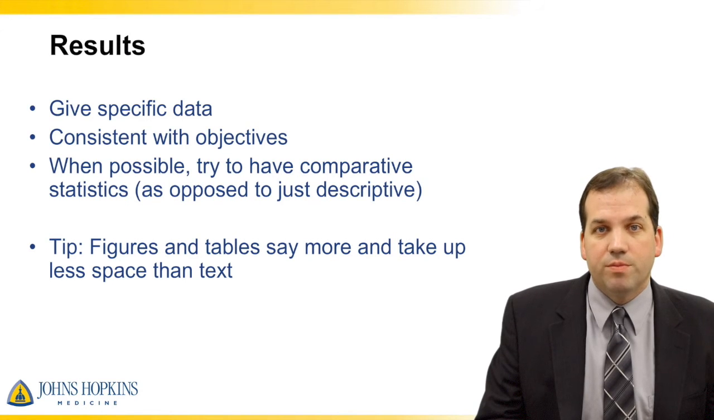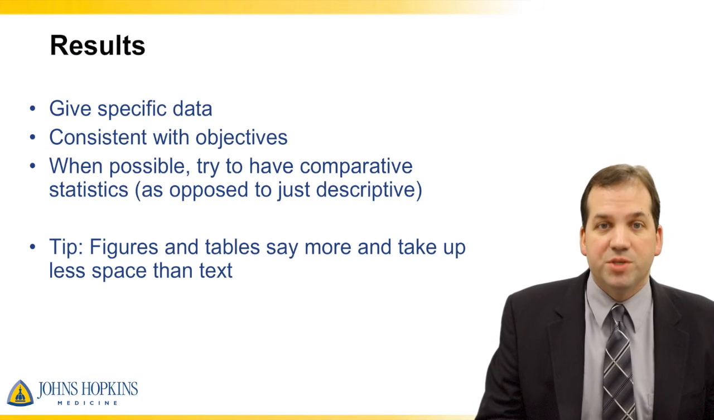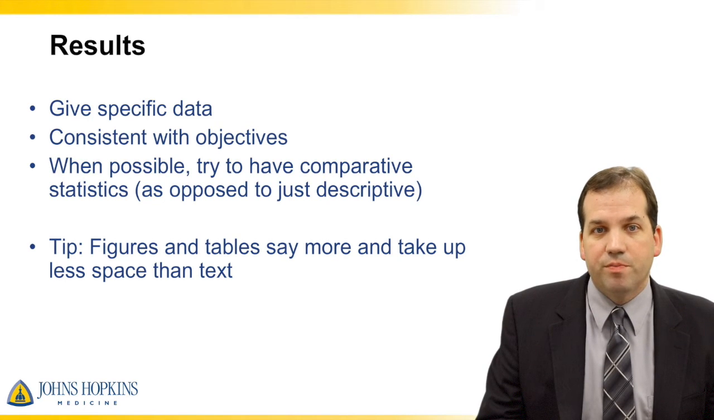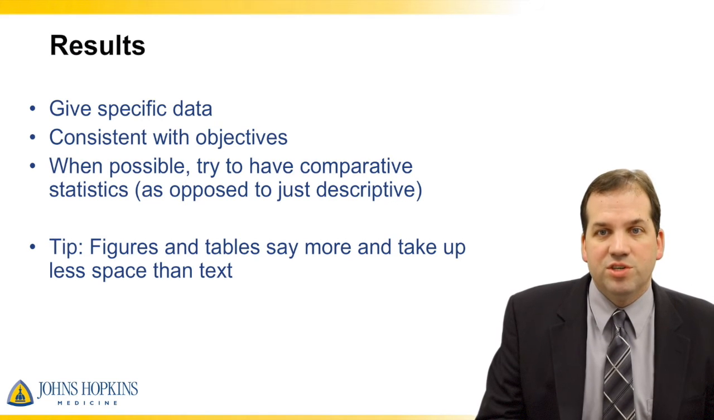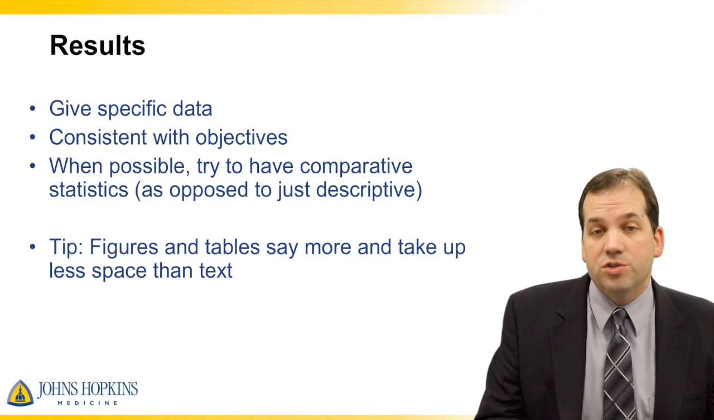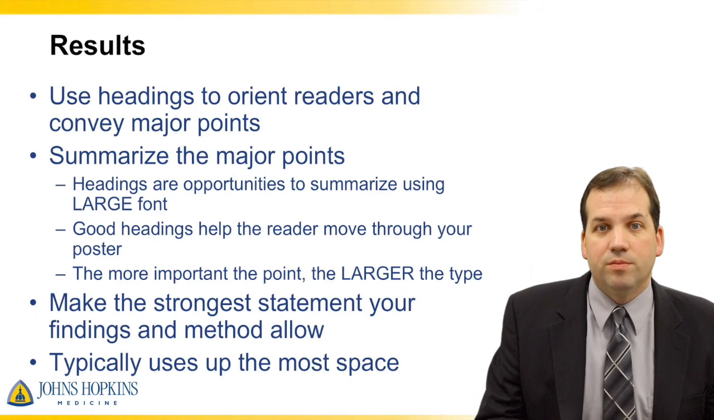Next is the results. In the results section, you want to give specific data. You want to have it consistent with the objectives. And when possible, try to have comparative statistics as opposed to just descriptive statistics. And figures and tables may say more and take up less space than text. You want to use headings to orient the readers and convey the major points. You want to summarize the major points. And so the headings are those opportunities to summarize.